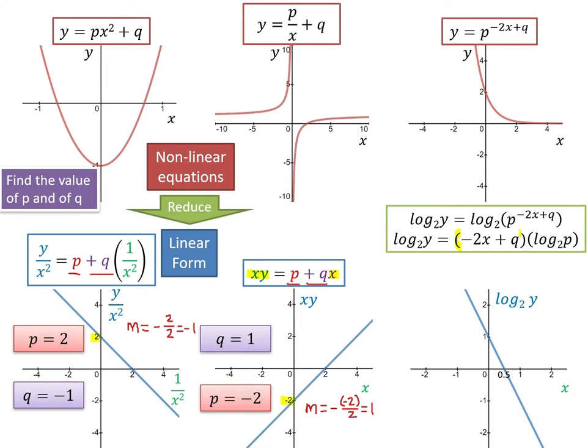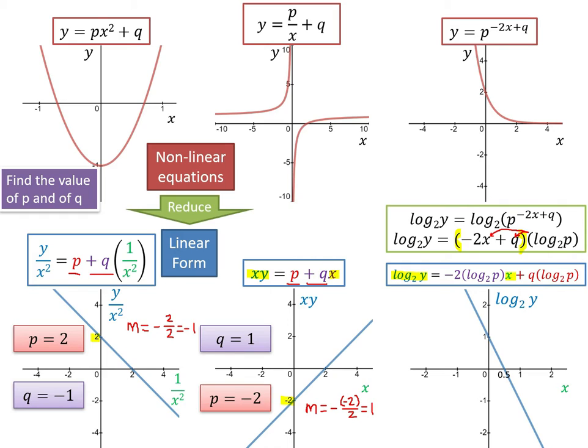Yes, bracket. Don't forget to write it. This bracket is important, so we have to multiply the log 2 p with the -2x and the q. Log 2 y equals -2 bracket log 2 p x plus q log 2 p. With this, we get our gradient form. You can see our big Y is log 2 y and our big X is x. -2 log 2 p is the gradient. q log 2 p is our y-intercept.